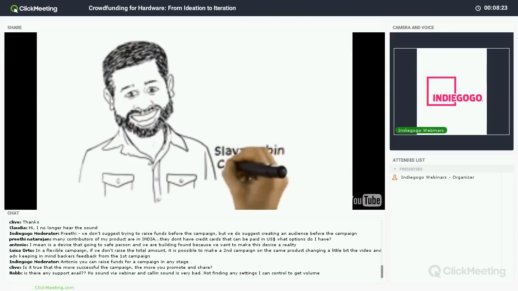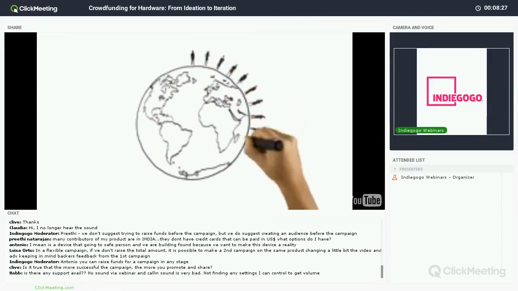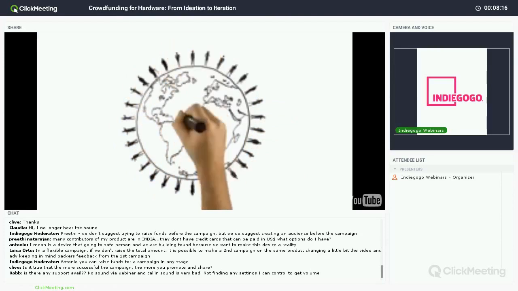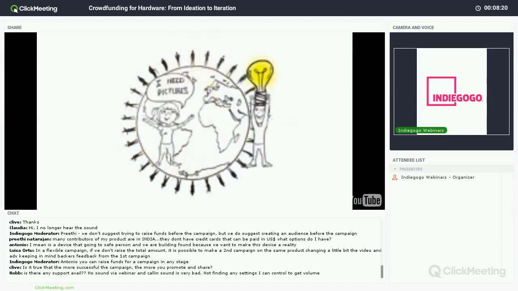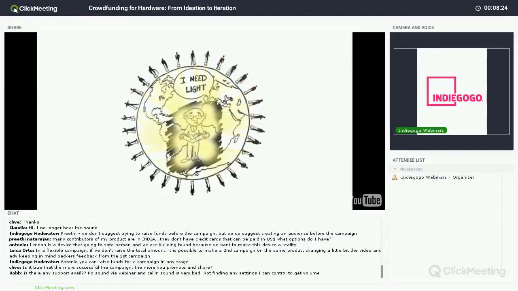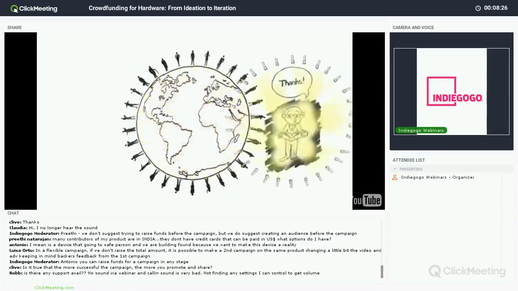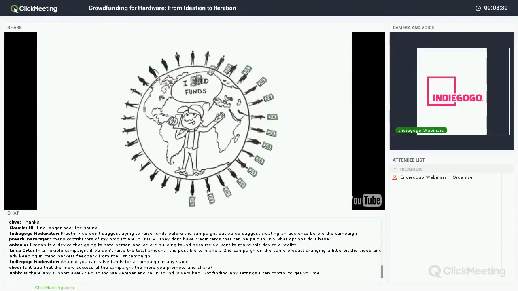I'm Slava Rubin, and I'm with Indiegogo. Crowdfunding is a flavor of crowdsourcing. So you can crowdsource anything. You can crowdsource ideas, you could crowdsource pictures, you can crowdsource light. Whatever it is that you're trying to get little bits of to make one big thing happen. So crowdfunding is the crowdsourcing of funds.